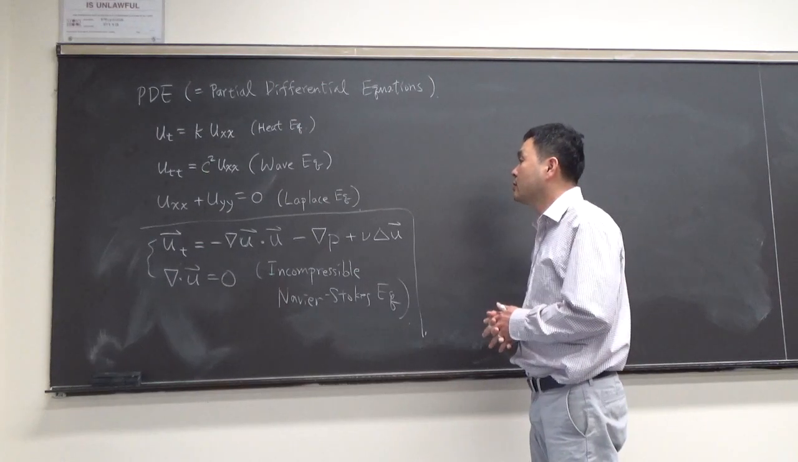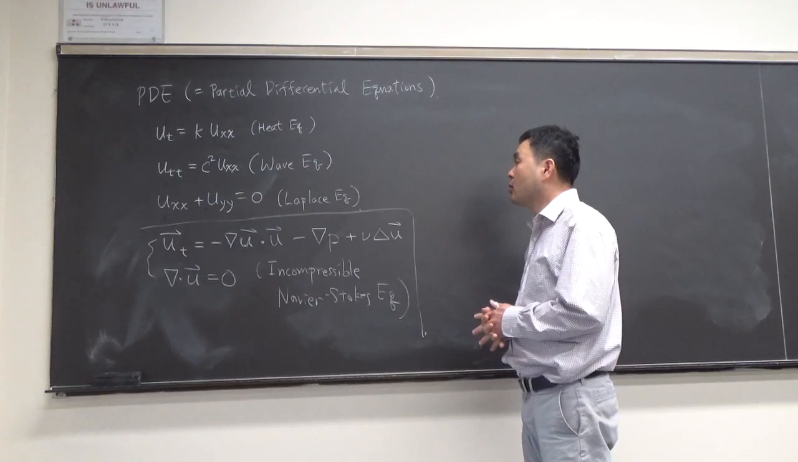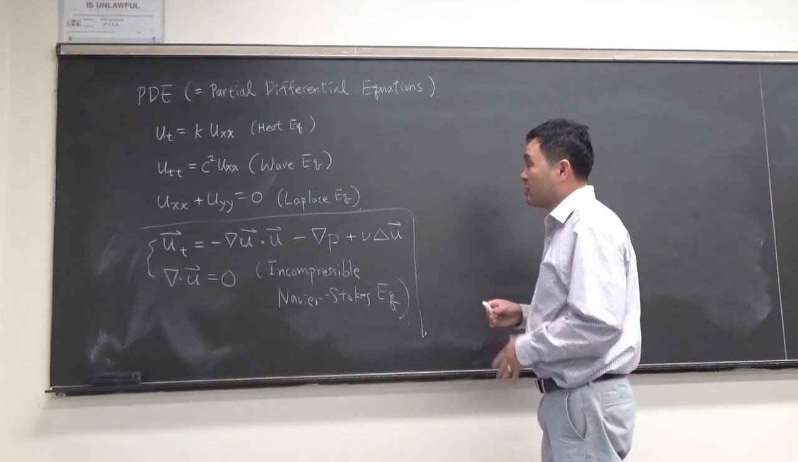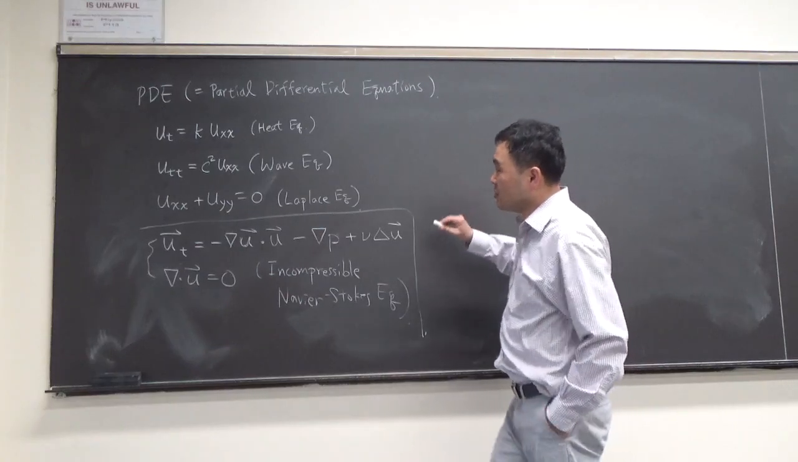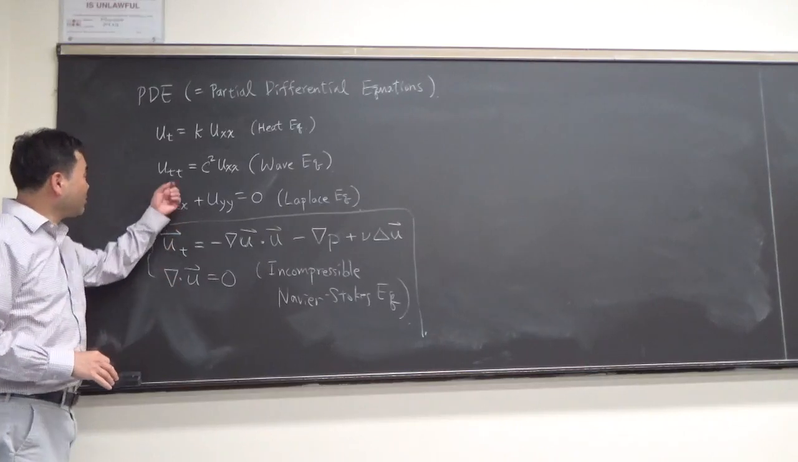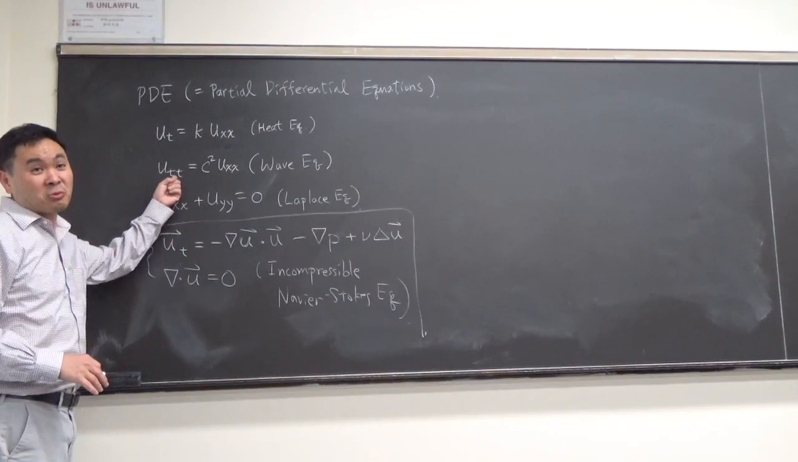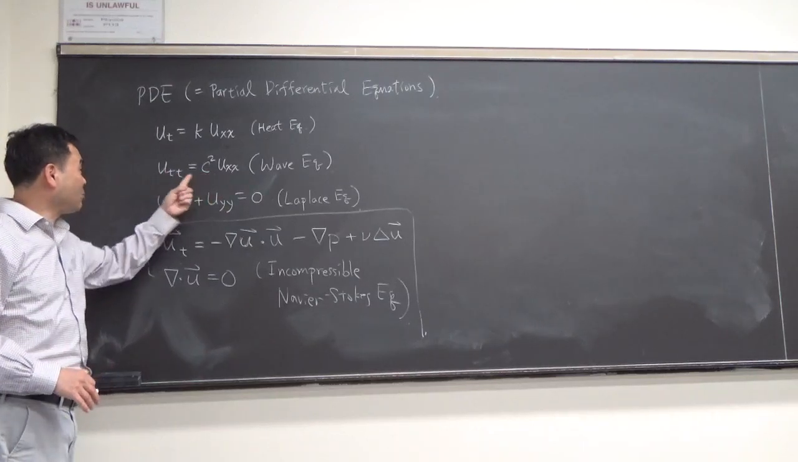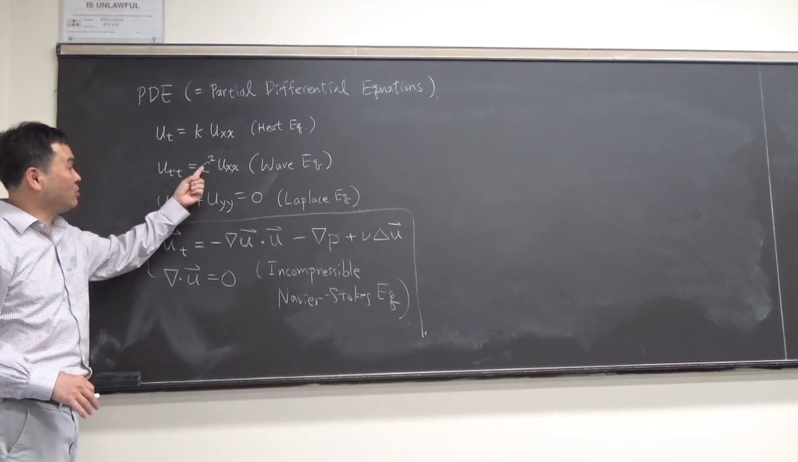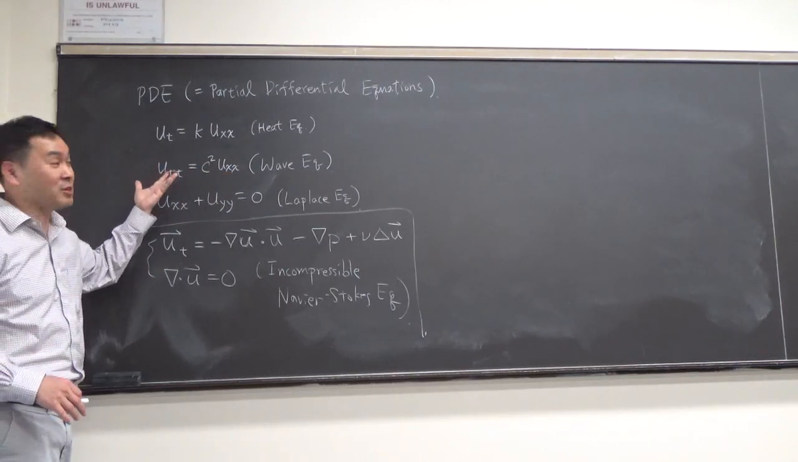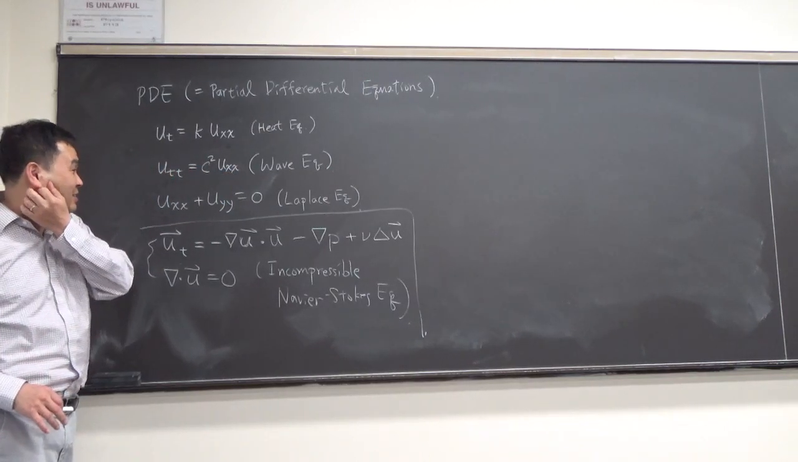But then, I also want you to know that, in the eyes of a mathematician, it doesn't matter whether you're using t or y, right? So you might as well write this equation as u_yy equals c squared u_xx, and it's pretty much the same thing, right?